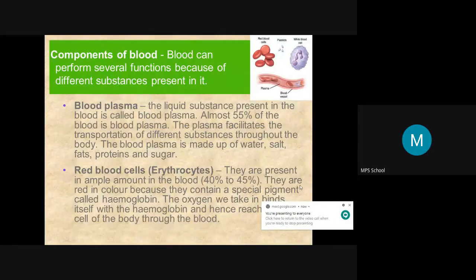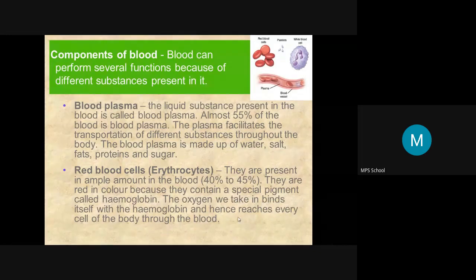Yes, which gives the strength also. The oxygen we take in binds itself with the hemoglobin, and hence reaches every cell of the body through the blood. Where does the oxygen bind? Hemoglobin in the RBC. The oxygen will bind with the hemoglobin where it is present. It is present in the RBC, which is the erythrocytes.